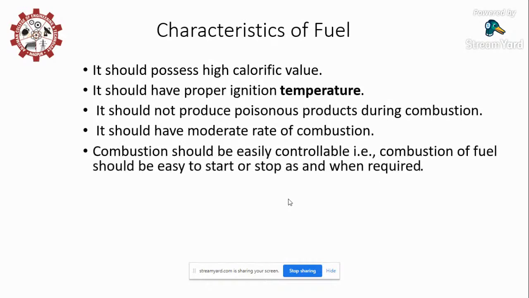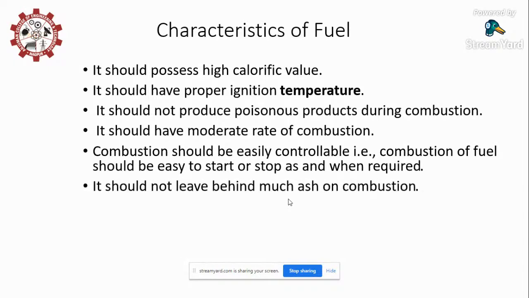Next, the combustion should be easily controllable. You should easily control the combustion. That means it should be at our will to start the combustion and to stop the combustion. If it is out of control, then it becomes very dangerous. Then it should not leave behind much ash on combustion, right? For that, we need to choose the coal which has a lower percentage of ash.